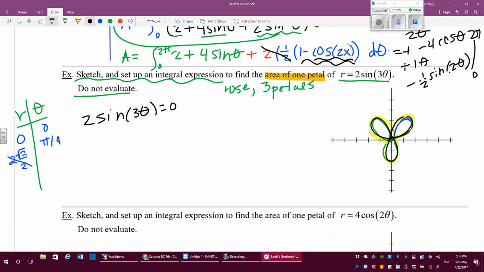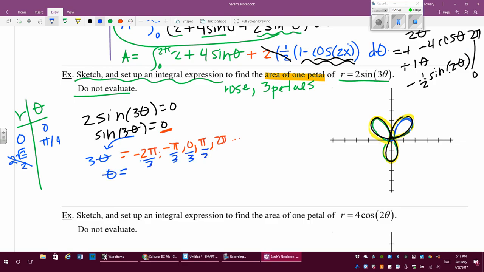equal to 0? If I do that, that's going to give me sine of 3 theta equals 0. Now, where is everywhere where the sine function is equal to 0? Well, the sine function is equal to 0 at negative 2 pi, negative pi, 0, pi, 2 pi, and this thing goes on forever and forever, right? So what that tells me is that 3 theta is equal to that. So if I want to solve for theta, divide all of these by 3, and I now have everywhere where this thing goes back to the origin.